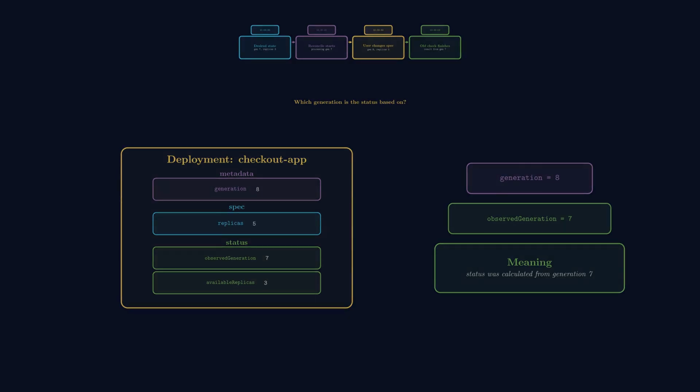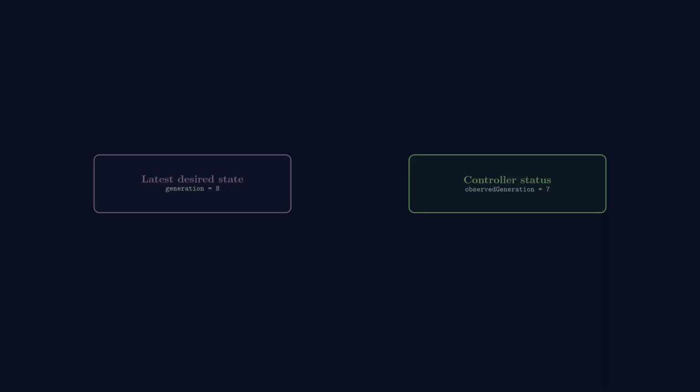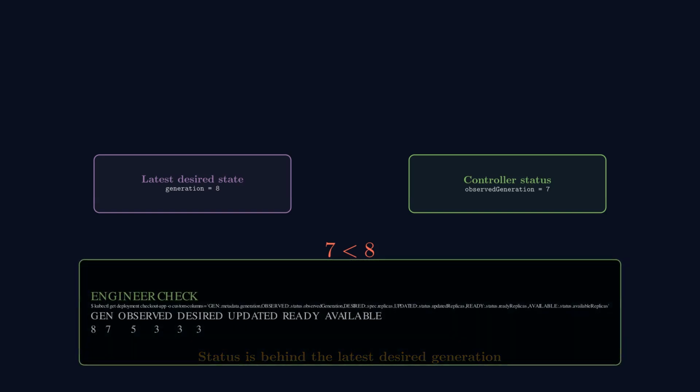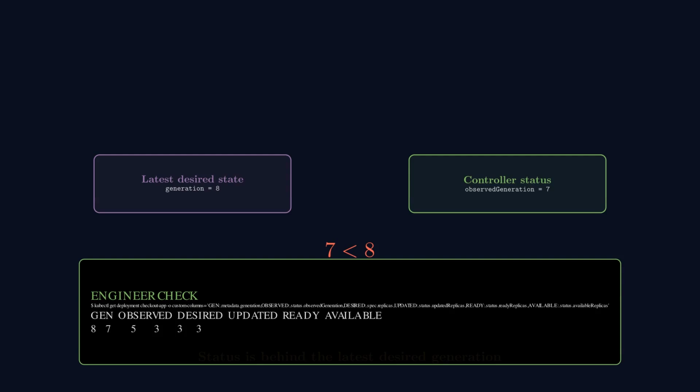Now we can quickly tell whether the status is up to date. The deployment is already at generation 8, but the controller is still reporting status for generation 7. That simply means the controller is one step behind. It does not necessarily mean something is wrong. The controller may just still be processing the latest change. For troubleshooting, this one command is especially useful because it puts the desired generation, observed generation, and rollout counters next to each other.